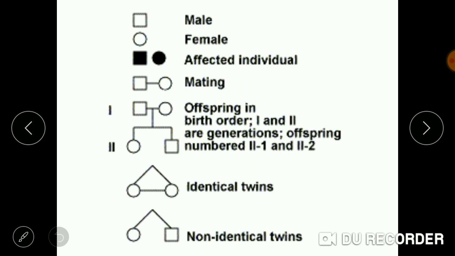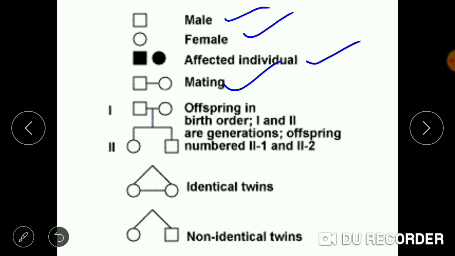There are certain symbols which are followed in a pedigree chart. A square depicts the male, a circle depicts the female, and the colored circle or square depicts the affected or diseased individual. This is a symbol for mating between the male and female.